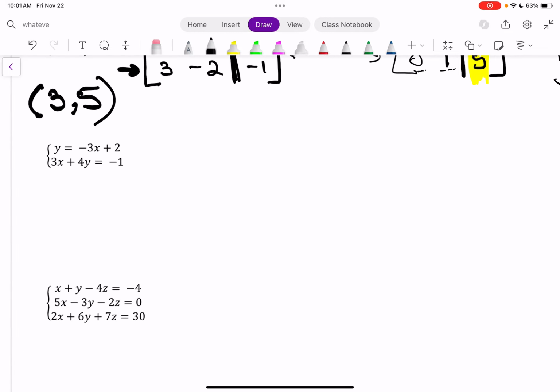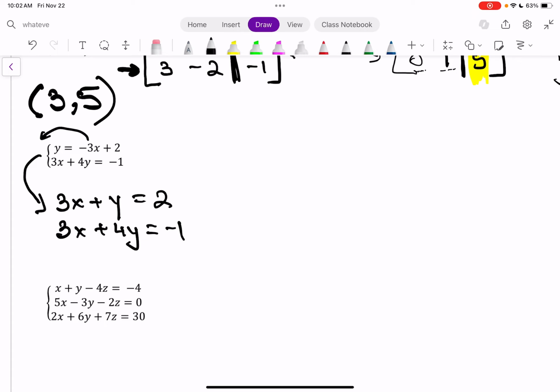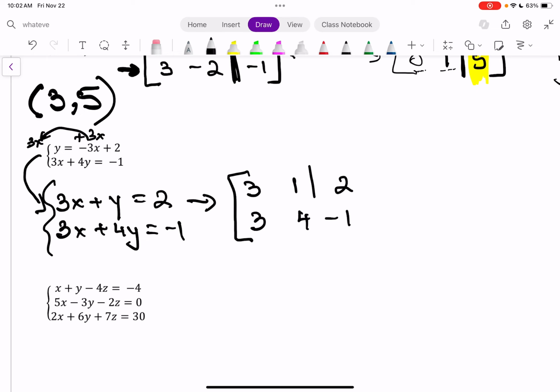So this is what I'm saying. I can't take the numbers as they are. I have to rearrange my system to get the x's, the y's in a line. And now we're good. So I'm adding 3x over to this side of the equals so that I can have them nicely lined up. Now the augmented matrix to this system is going to be 3, 1, 2, 3, 4, -1. And here is the bar.